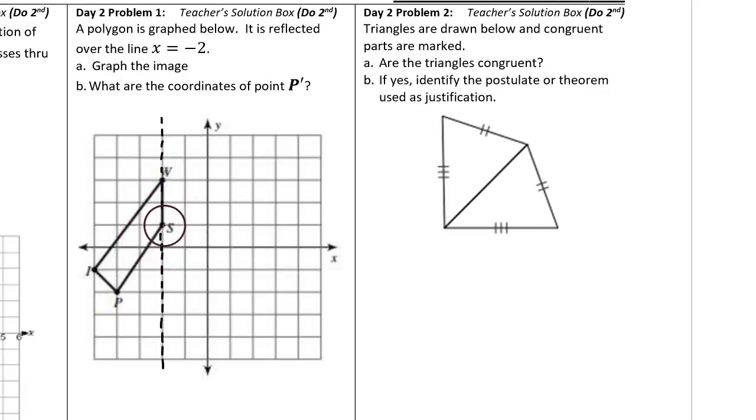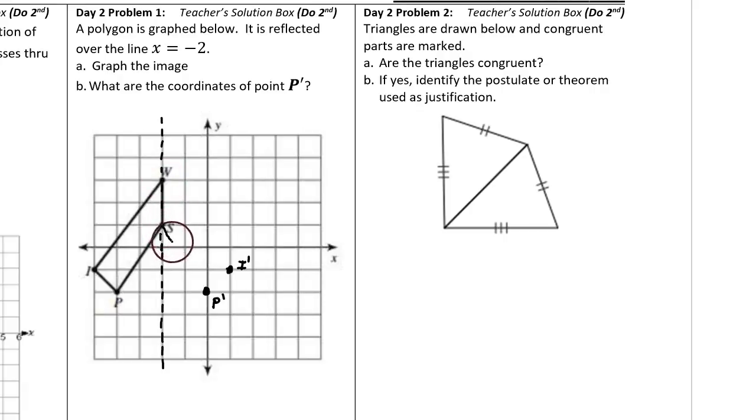Now point W and point S are on the line of reflection. They're not going to move anywhere when you flip the shape over. Point I will end up landing here, 3 units to the right of the line of reflection. This is called I prime. Point P will land here, 2 units to the right of the line of reflection. This is called P prime. S prime is exactly where S is, and W prime is exactly where W is.